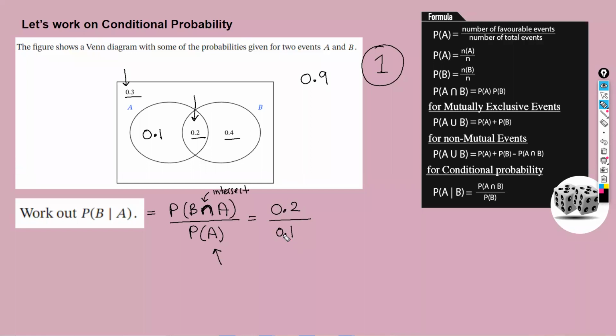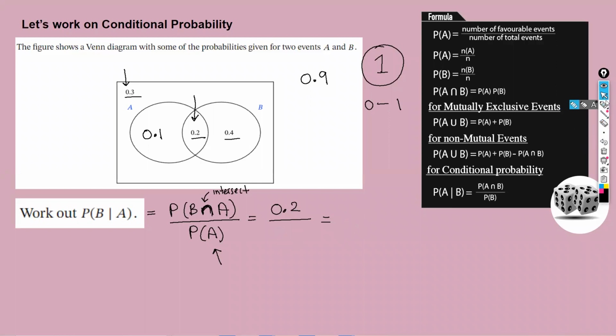If you take 0.2 and divide it by 0.1, won't you get 2? Can that ever be correct in a probability question? No. In a probability question, your answers have to be in between what? 0 and 1. So if we get 2, we know we did something wrong. So let's go back to a little bit of Form 2 Venn diagrams here.